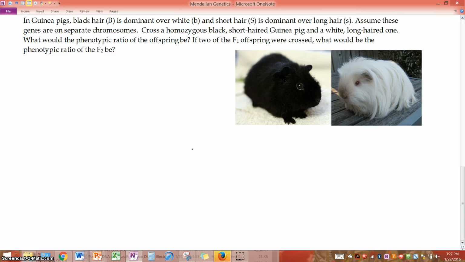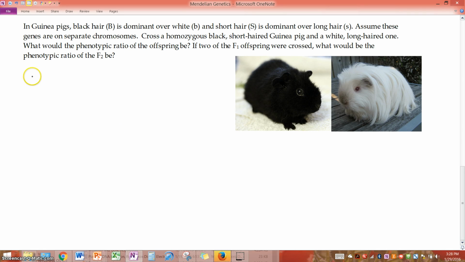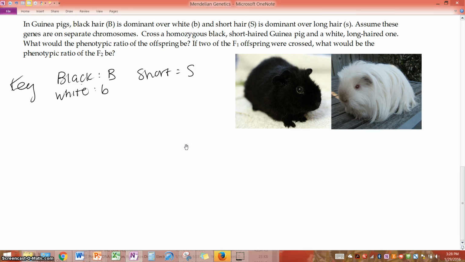So the first thing that you want to do when you're solving a problem, as I said before, is we want to make a nice little key. We want to kind of keep track of all of this. So we have black, which is the dominant. We're going to use a capital letter. We have white, and we have short hair. This is also the dominant. And I have long hair, and that is going to be the recessive.